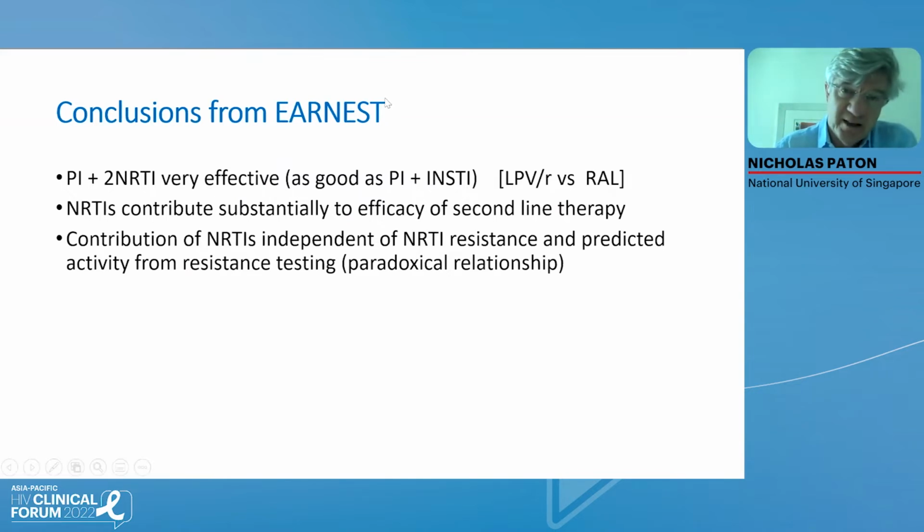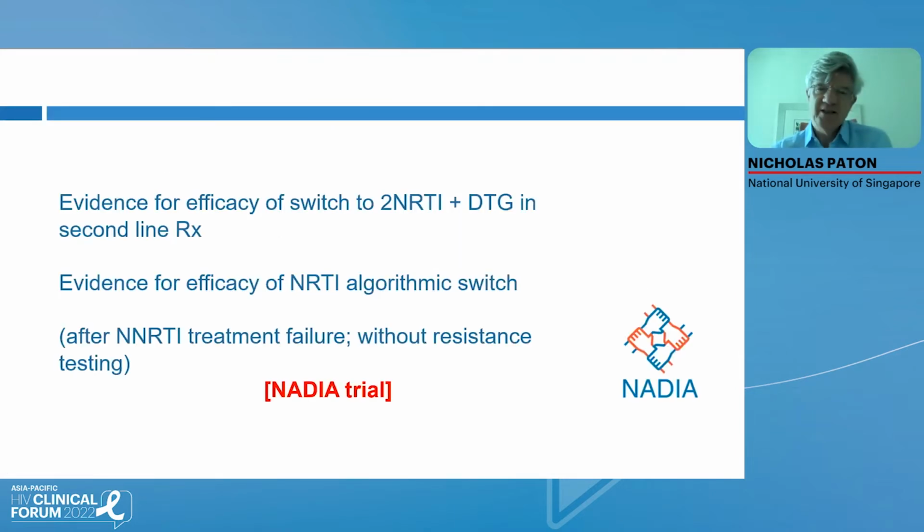And the conclusions from the EARNEST trial were that a PI and 2 nucleosides is a very effective combination. It's as good as a PI plus an integrase inhibitor, at least using the standard of care drugs at that time, which are lopinavir and raltegravir. And that nucleosides contribute substantially to the efficacy of second-line therapy. And that contribution is independent of nucleoside resistance and predicted activity from resistance testing. So it's a paradoxical relationship that we saw. So the next trial I'm going to talk about adds to this evidence base.